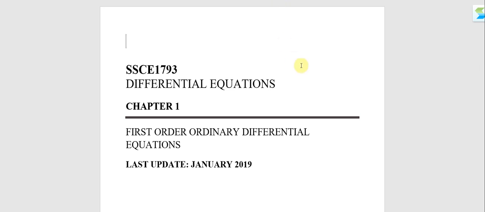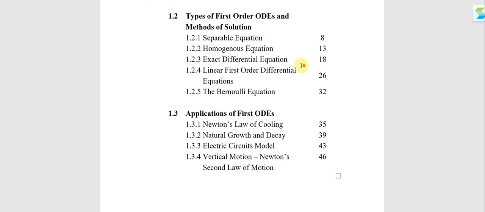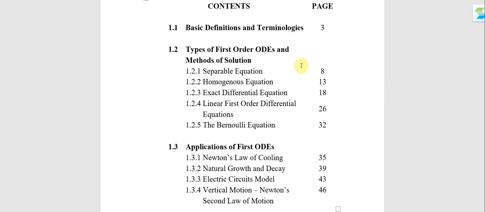So this is the video for the first chapter, first order ODEs, right? This is the basic thing that you need to know in this chapter. Firstly, you need to know the basic definition and terminologies, and then the types of first order ODEs and the method of solution. So we have 5 methods here, and then we go to the application of the first order ODEs.